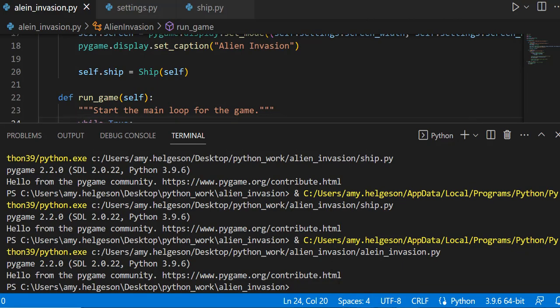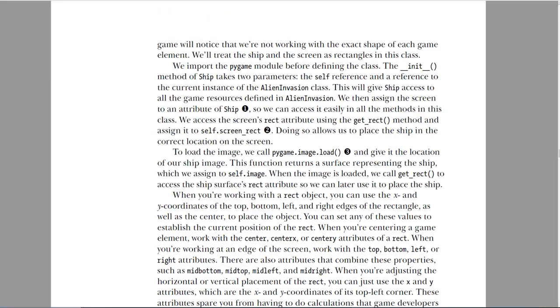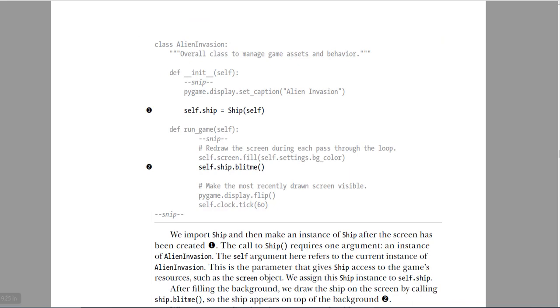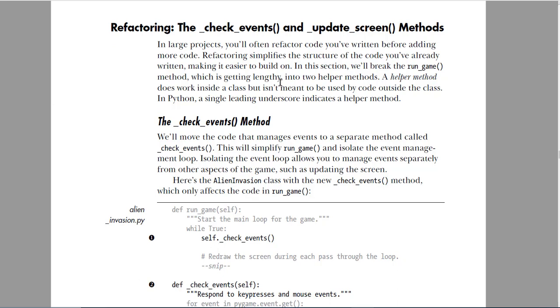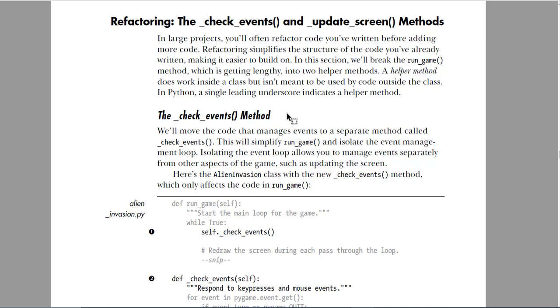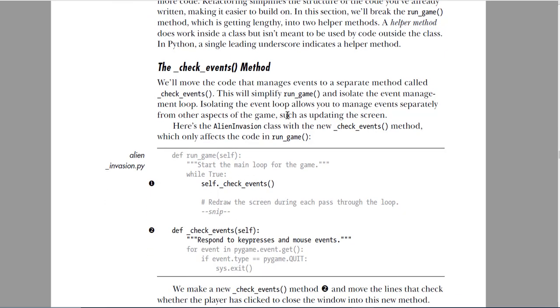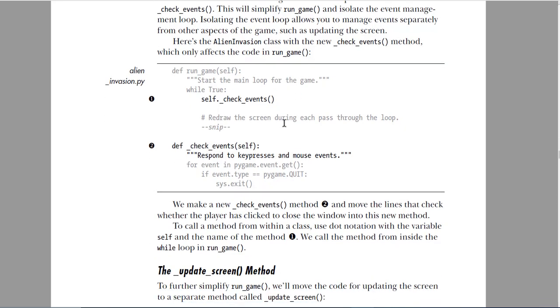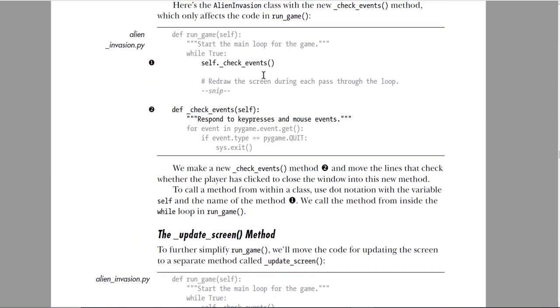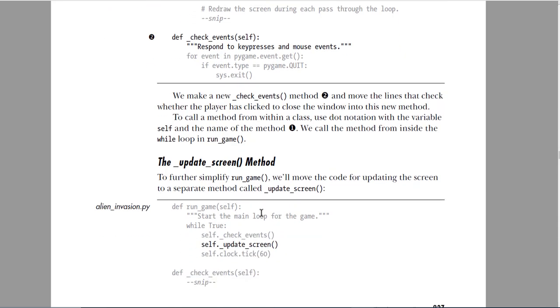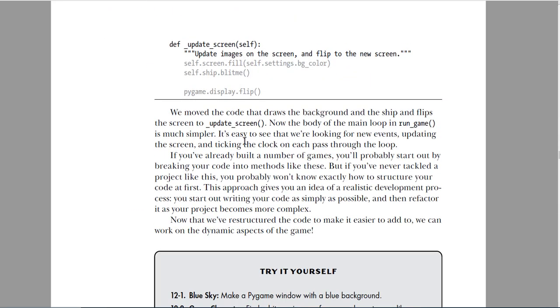Then coming in to refactoring the code. This is absolutely required that we do this portion. Refactoring is writing the code in a more simplified way that's easier to build on and to maintain. So we're going to create a couple new functions inside of Alien Invasion called check_events, and also update_screen. So let's go ahead and enter this information into Alien Invasion, and then I want you to continue to do update_screen, and then we'll talk about them.